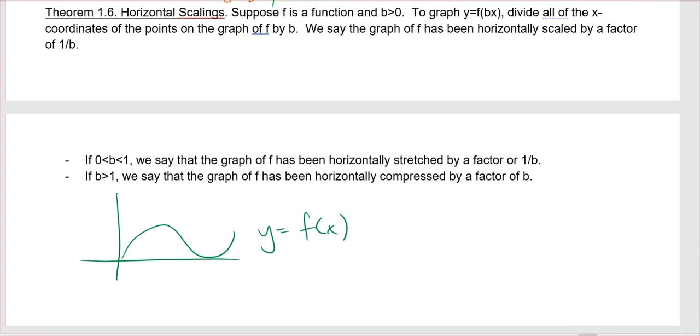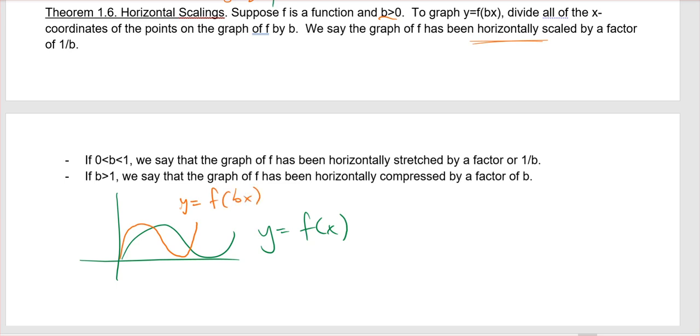So suppose we've got a function and we've got some number b that's larger than 0. So to graph y equals f of b times x, we're going to divide all the x coordinates of the points by b. So we're going to say we're horizontally scaling by a factor of 1 over b. So if we draw a picture of this, I would compress it by a factor of b. So y equals f of b times x.